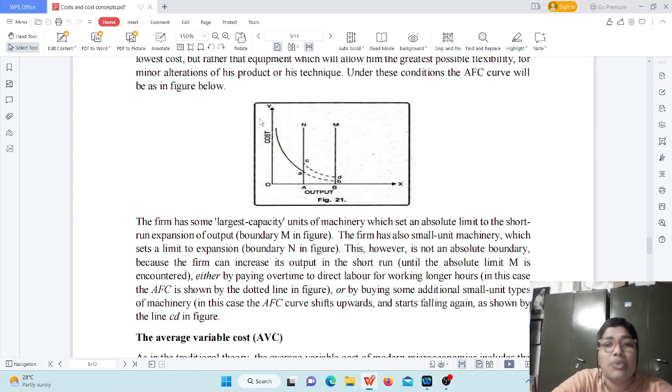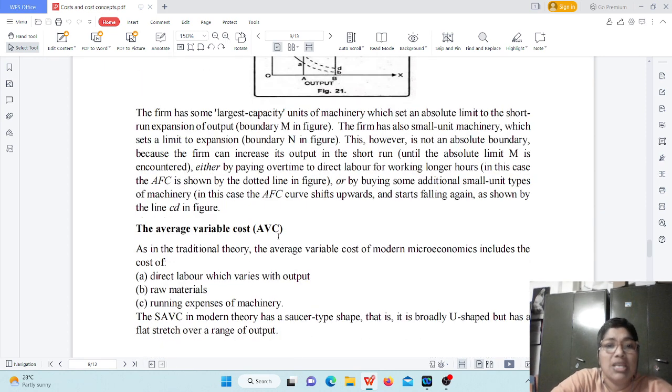So in that case, what will happen? The AFC will shift from AB to CD. This boundary, it will shift from AB to CD. Okay. So this is how the average fixed cost in the modern microeconomic theory looks.